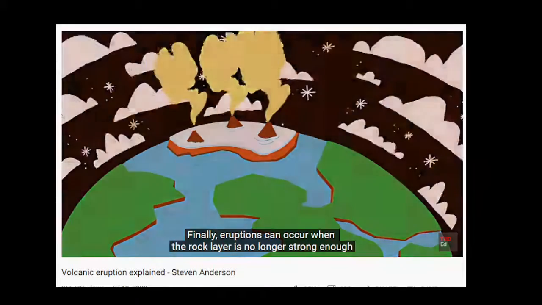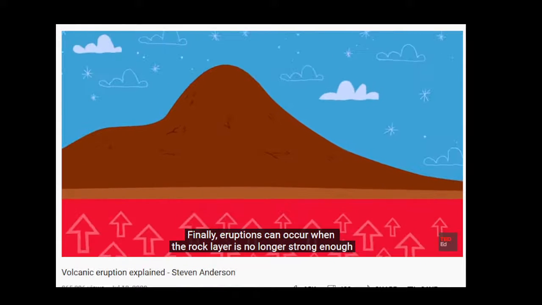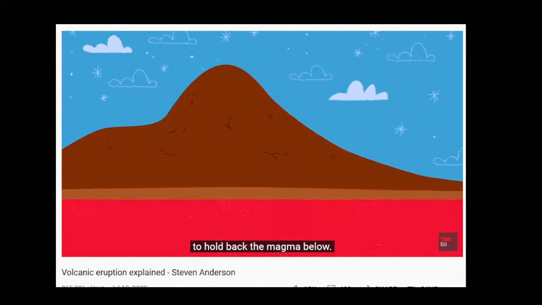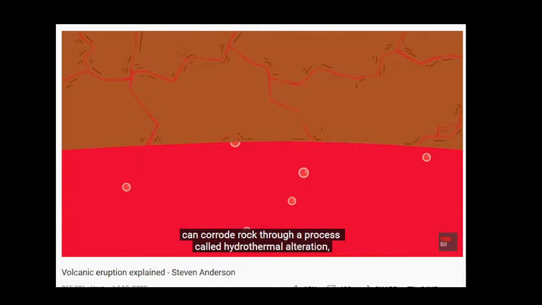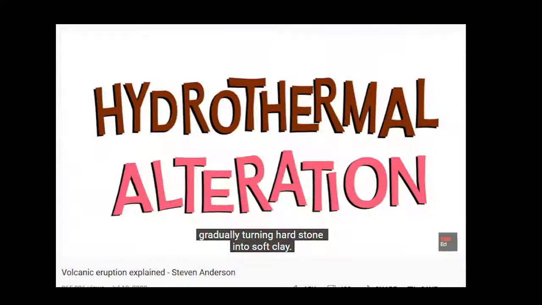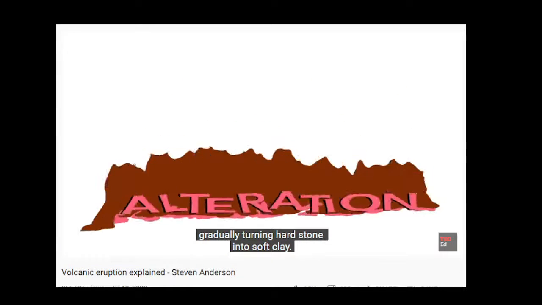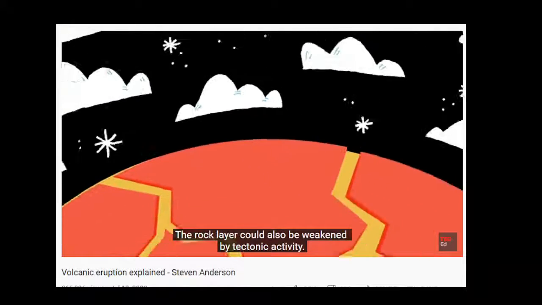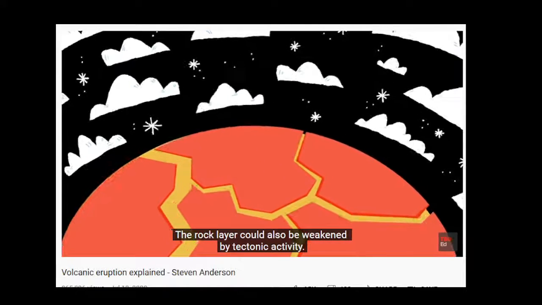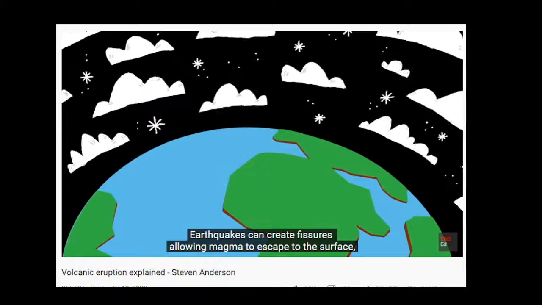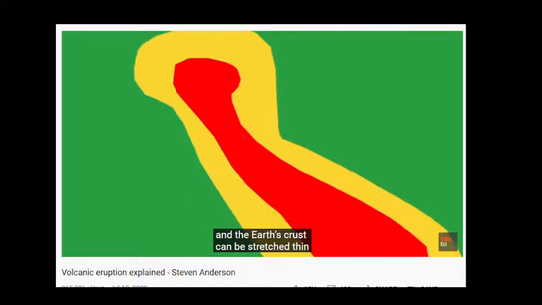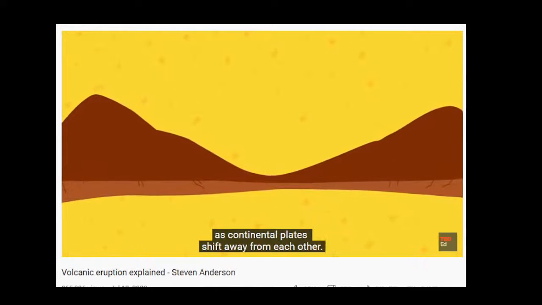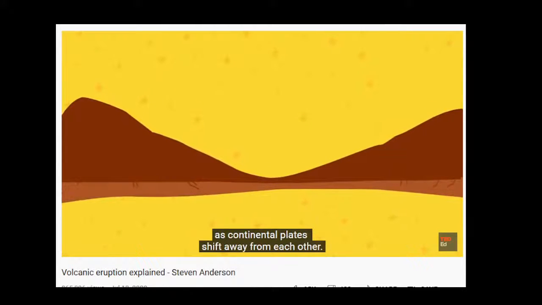Finally, eruptions can occur when the rock layer is no longer strong enough to hold back the magma below. Acidic gases and heat escaping from magma can corrode rock through a process called hydrothermal alteration, gradually turning hard stone into soft clay. The rock layer could also be weakened by tectonic activity. Earthquakes can create fissures, allowing magma to escape to the surface, and the Earth's crust can be stretched thin as continental plates shift away from each other.